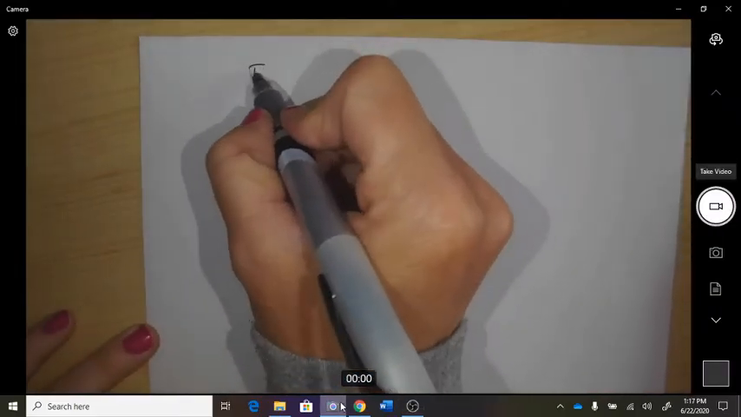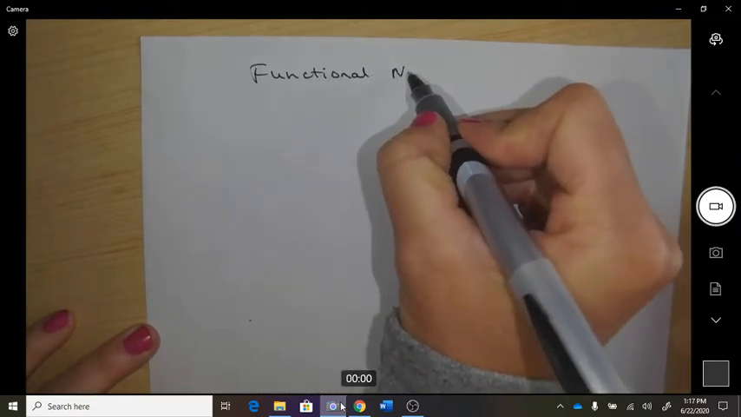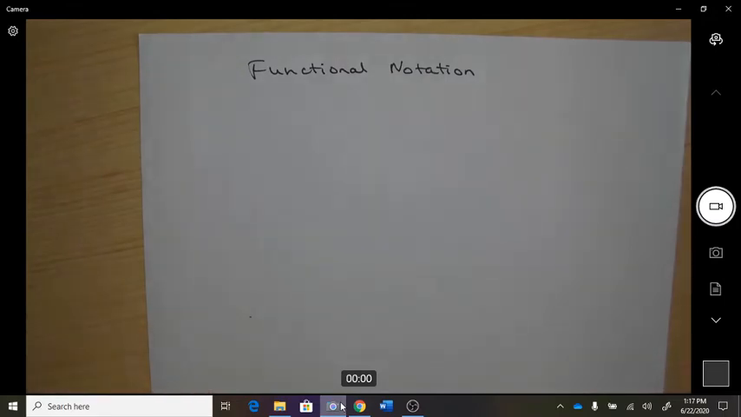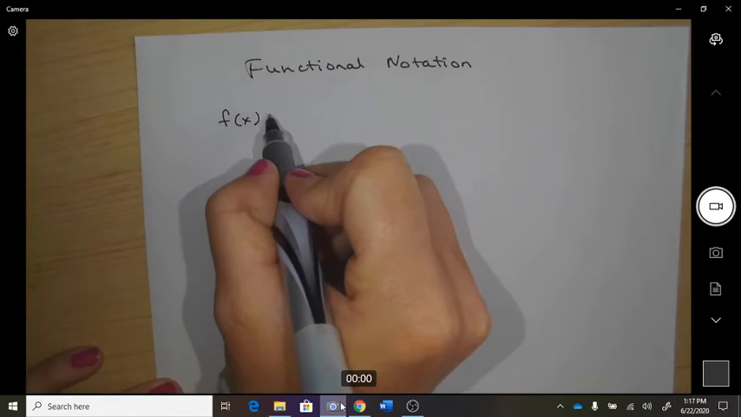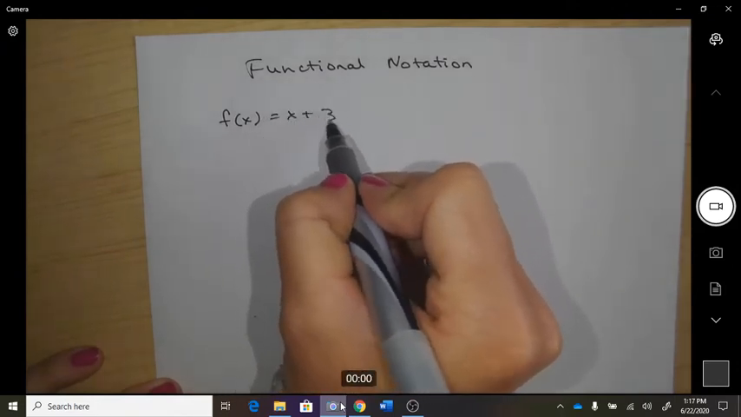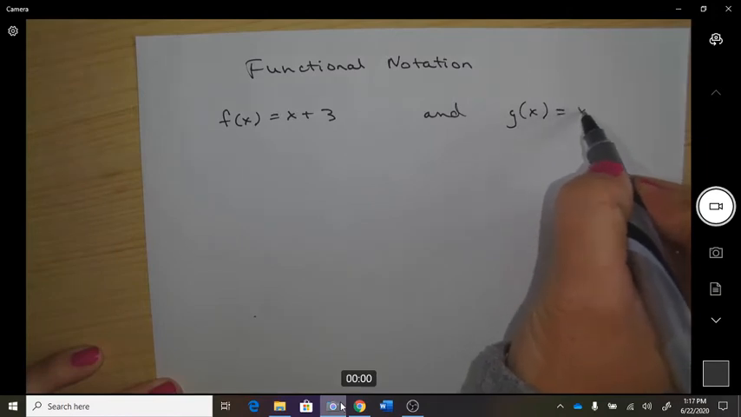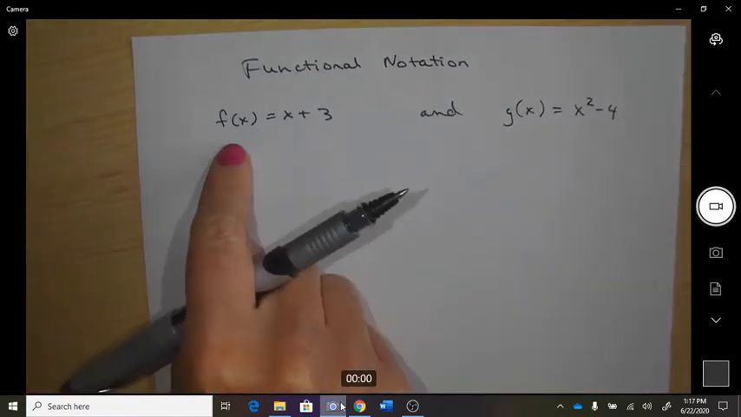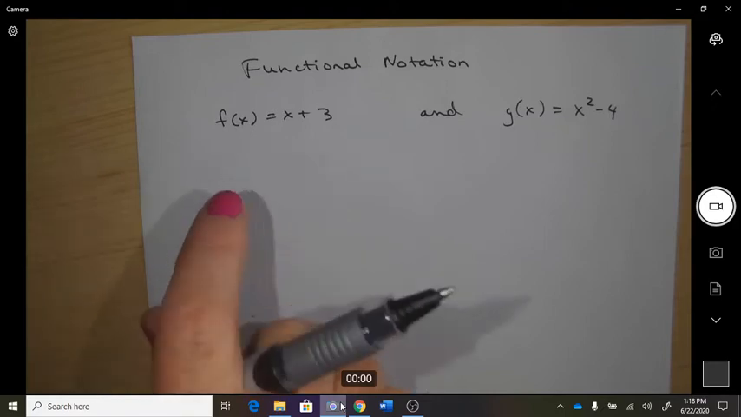Okay, functional notation. Okay, so I'm going to give you two different functions. f of x equals x plus 3, and g of x equals x squared minus 4. So this is really a fancy way of just saying y equals, but we just have names: f of x, g of x, you could go h of x.